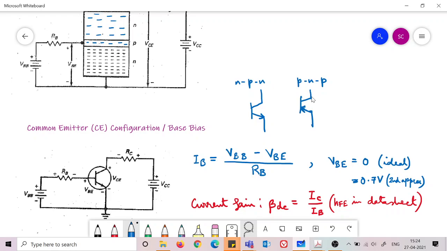What is this arrow showing? This arrow is showing the direction of current in the emitter base loop, in the emitter base diode. This is the direction of current for NPN, and if it was PNP, then the majority carriers would have been the holes. So the majority carriers would have flown in this way, and the direction of current would also have been this, in case of PNP.